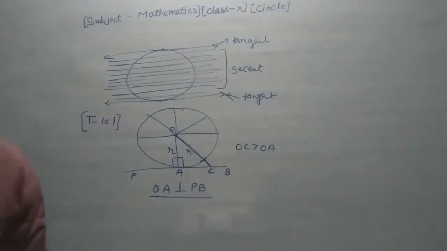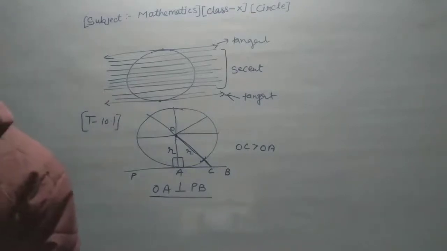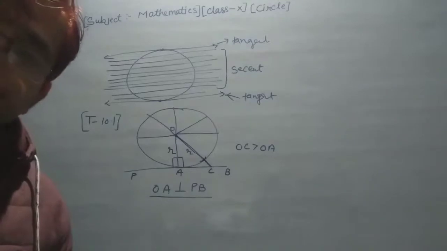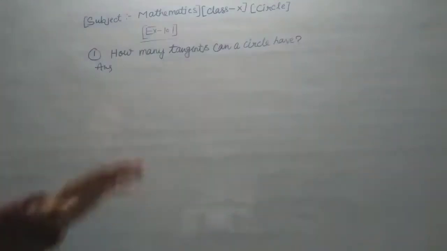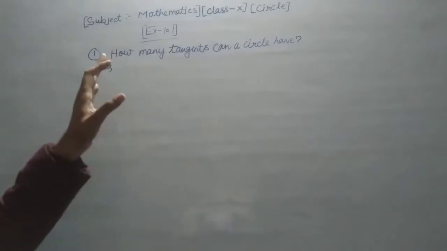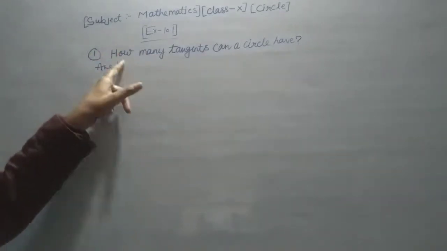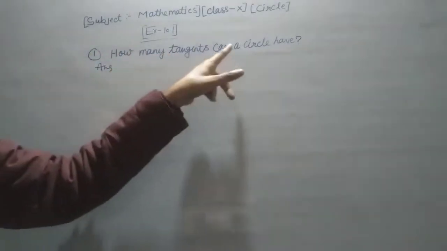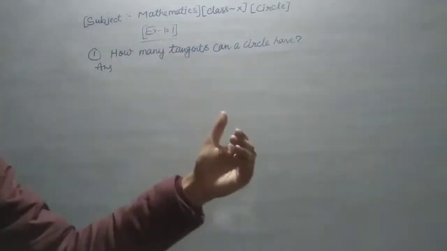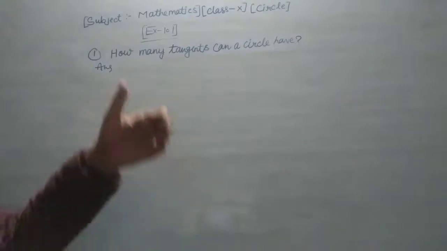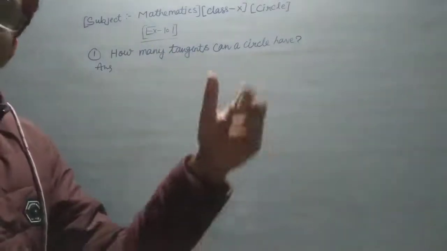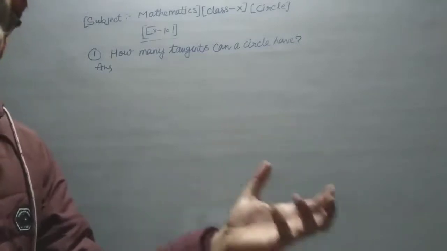Now we have to come to exercise 10.1. So see here, we have to start exercise 10.1. Here the first question is: how many tangents can a circle have? That means कि एक सर्किल कितनी टेंजेंट रखता है. तो it will say one circle has how many tangents here.